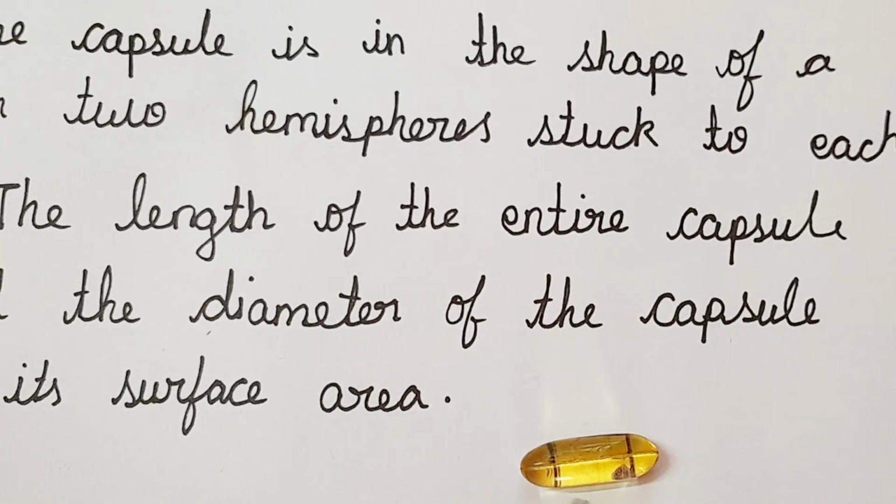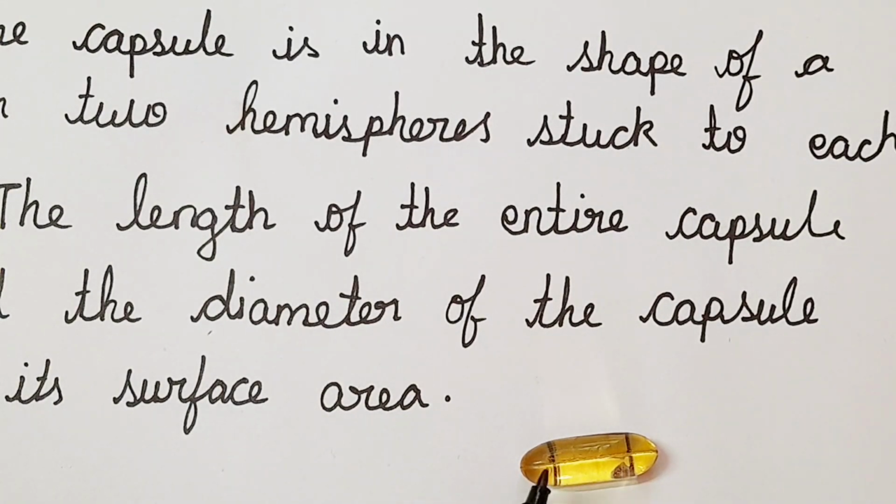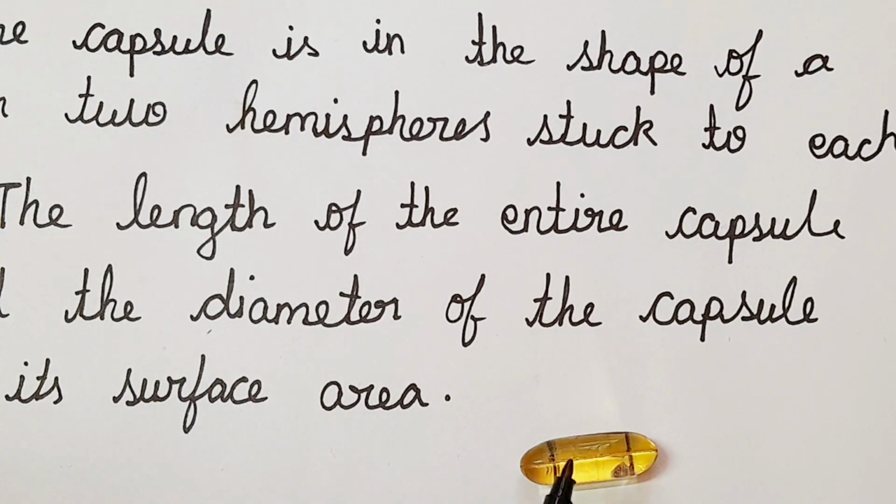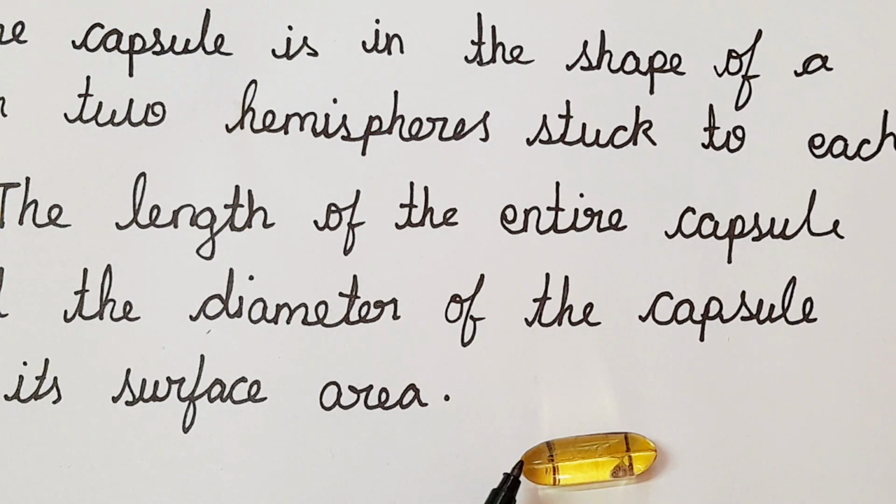First of all, I would like to show the medicine capsule. You can see that from here to here it is in cylinder shape, and we have two ends that are in the shape of a hemisphere. So how many hemispheres are there? There are two hemispheres stuck to the cylinder.